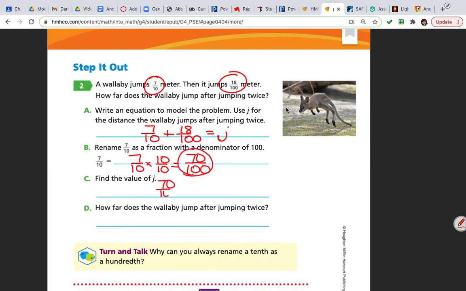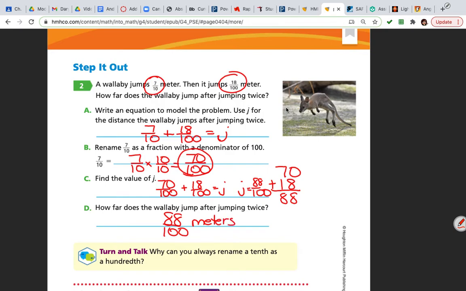70/100 plus 18/100 equals J, how far the wallaby jumps. So 70 plus 18, and you can do this in your head, equals 88. So J equals 88 hundredths. How far does the wallaby jump after it jumps twice? It jumps 88 hundredths, and it's jumping in meters.